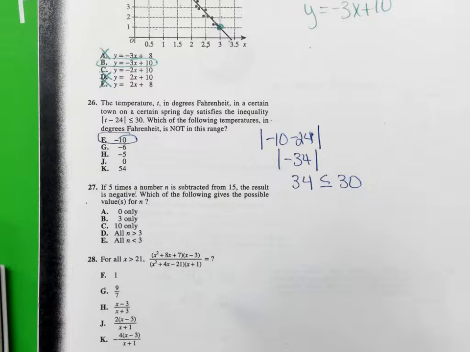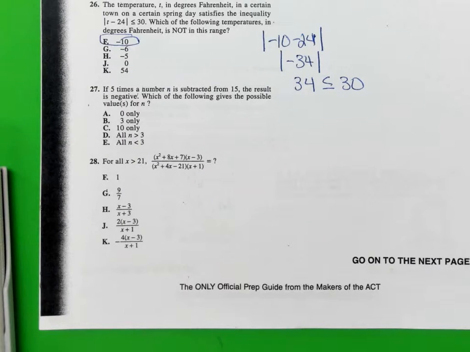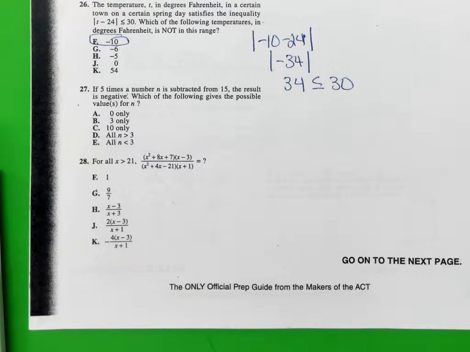All right, 27. Do I need to go over 27? No? Nobody needs 27, going once? 27 going twice?